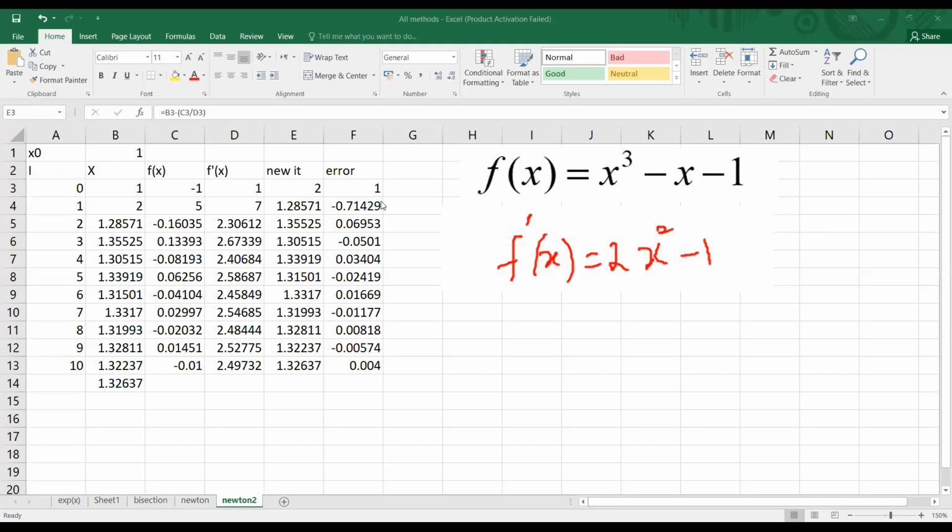Now there is a correction in the formula of error. Instead of calculating the error by the difference of these two numbers, I am calculating the error by the difference of these two numbers, 1 and 2. So the formula is redefined here. The formula is new iteration minus the previous iteration. This is 1. And now I am defining the rest. These values are also to be copied.